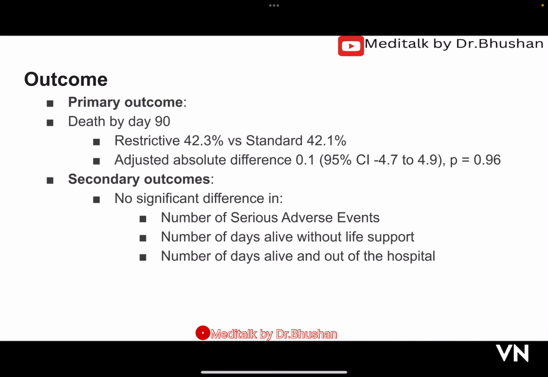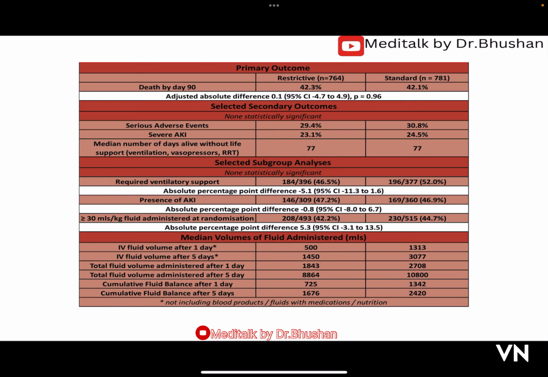Outcome. Primary outcome, death by day 90: restrictive 42 versus standard 42. Adjusted absolute difference is 0.1, p value 0.96. Secondary outcomes: no significant difference in number of serious adverse events, number of days alive without life support, or number of days alive and out of hospital. In the primary outcome also no difference, 42 versus 42, a 0.1 difference only.